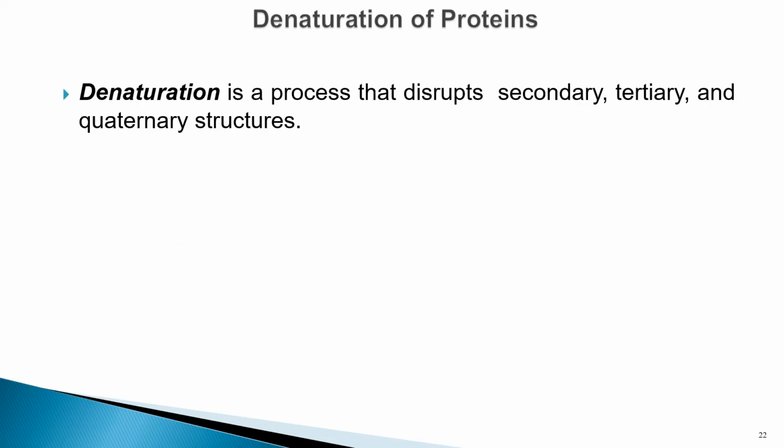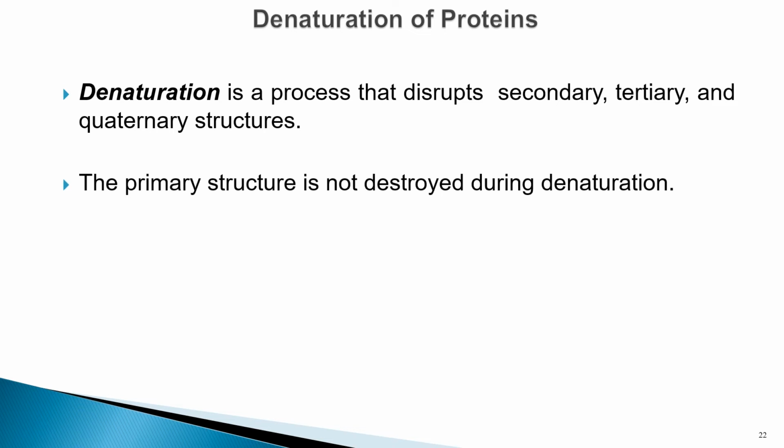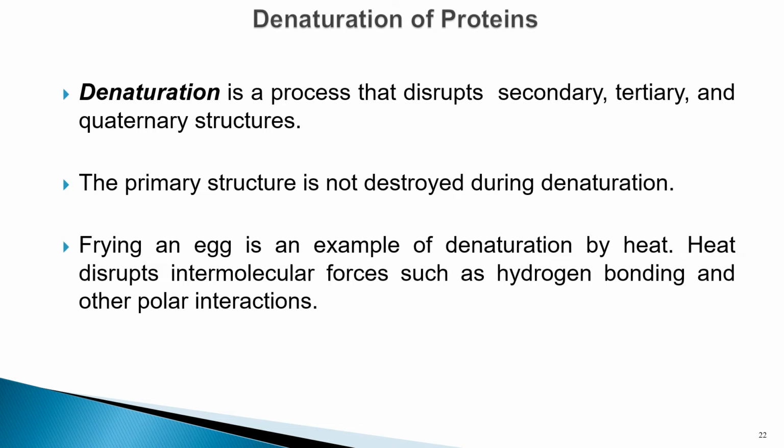Denaturation of protein. Denaturation is a process that disrupts secondary, tertiary, and quaternary structures. The primary structure is not destroyed during the denaturation. Frying an egg is an example of denaturation by heat. Heat disrupts the intermolecular force such as hydrogen bonding and polar interaction.